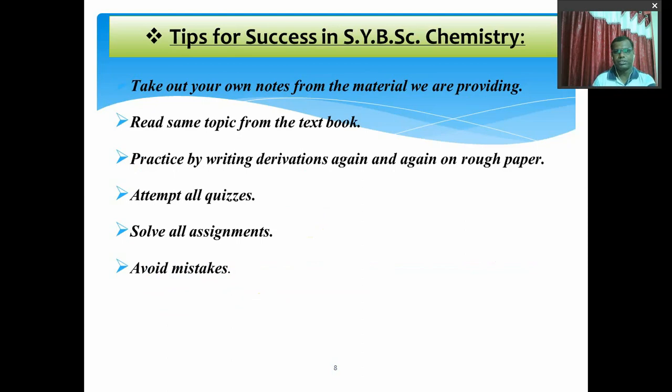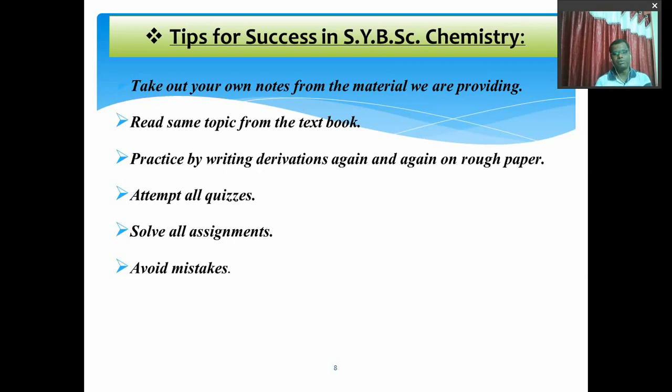I have some tricks and tips from my side to help you get more success and more marks in the SYBSc chemistry subject, not only in Chemistry Paper 2 but in Paper 1 and Paper 3 as well. Chemistry Paper 1 and Paper 2 have the same structure: both papers have 3 units. Unit number 1 is based upon physical chemistry, unit number 2 is based upon inorganic chemistry, and unit number 3 is based upon organic chemistry. So for both papers you will require the same efforts and the same practice. Chemistry Paper 3 is based upon analytical chemistry.